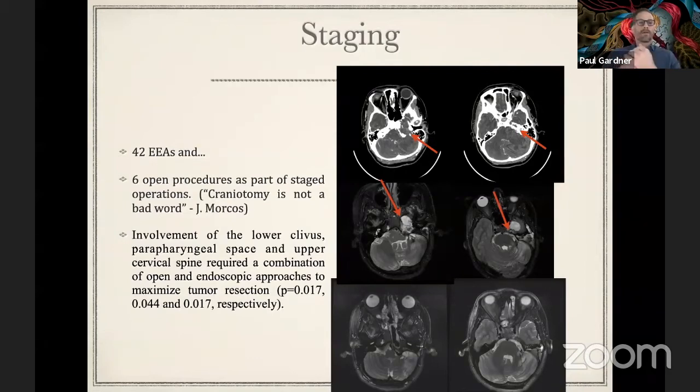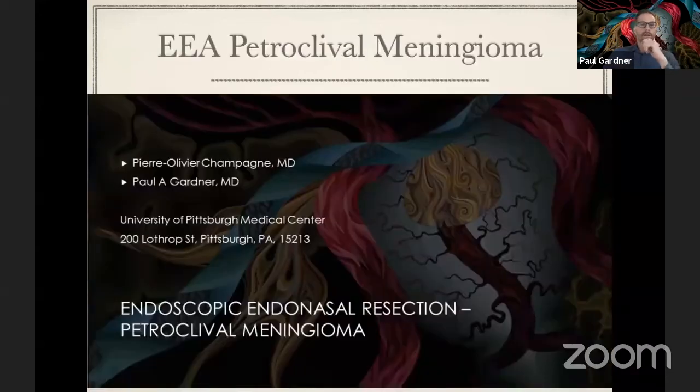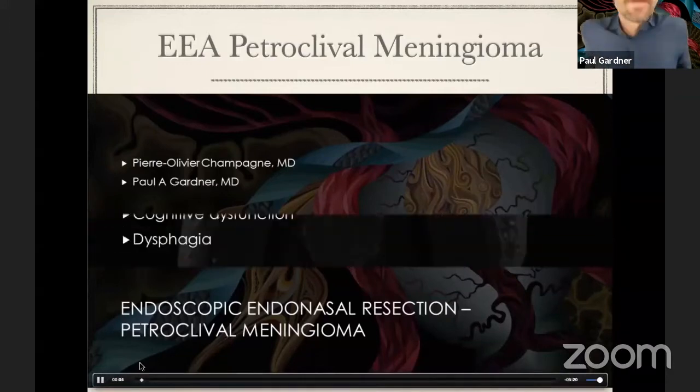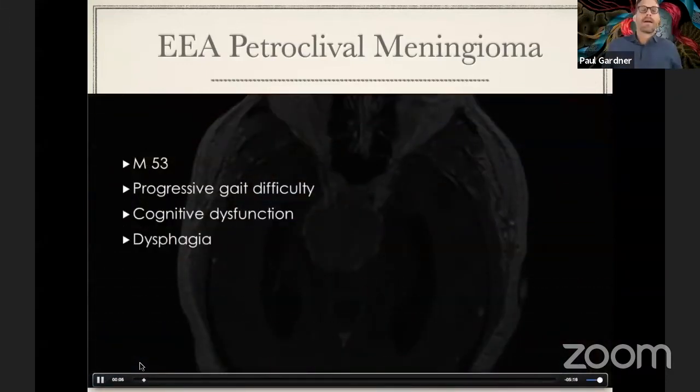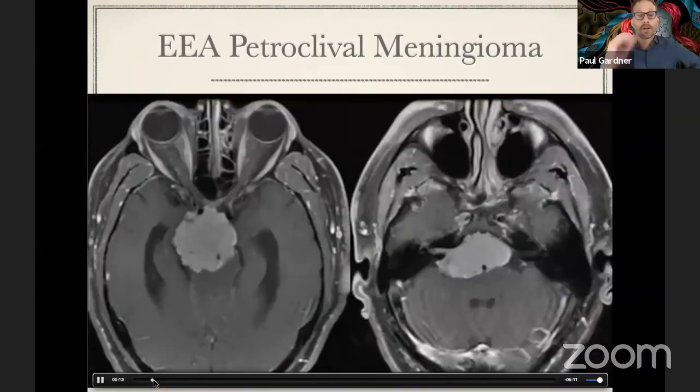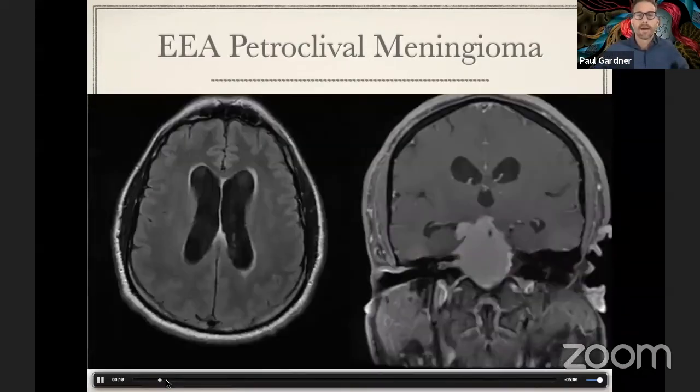As our friend Jacques Morcos reminds us, craniotomy is not a bad word and should be part of the armamentarium, as all the other speakers have mentioned. Here's a large petroclival meningioma that we managed endonasally. A relatively young man with progressive gait difficulty and some cognitive dysfunction from early hydrocephalus. Very large tumor blocking his third ventricle outflow and significant brainstem compression.